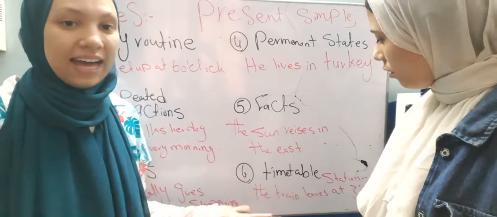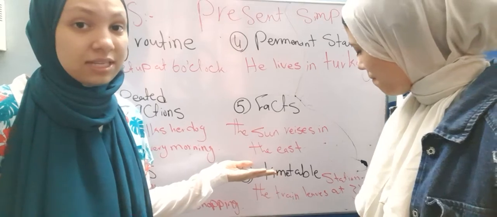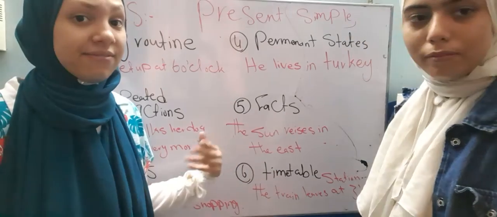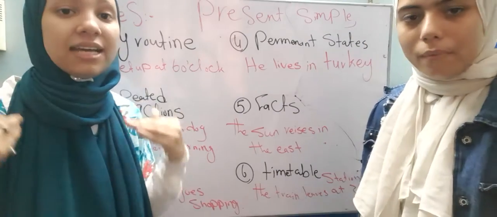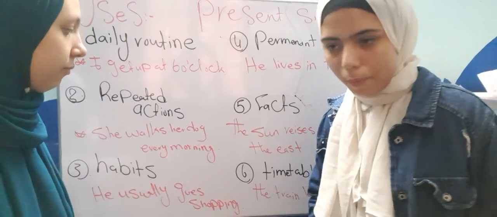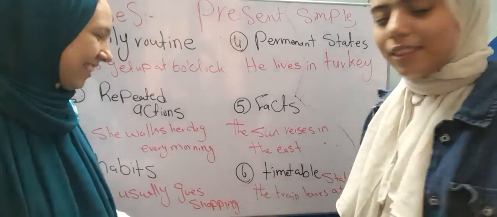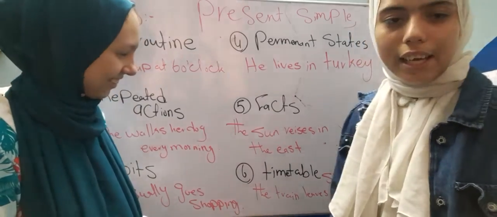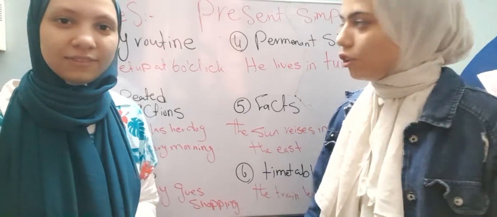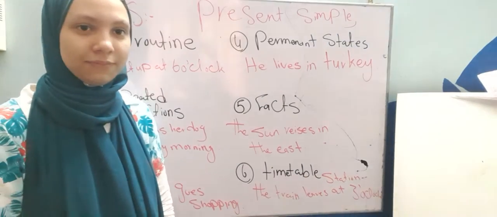This is a fact. Like for example, the sun rises in the east, as we said at the first of the lesson. The fact is true in the past, is true in the present, and will be true in the future. And the sixth is timetables or schedules, as in the train leaves at 3 a.m. So these are the uses of the present simple tense.